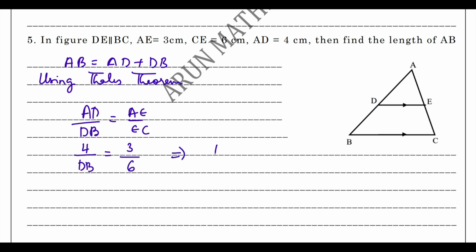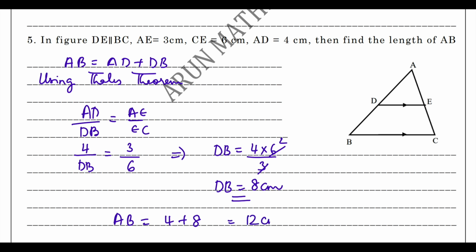Now cross multiply. DB equals 4 into 6 by 3. Now DB equals what we get? 3 1s are 3, 3 2s are 6, 3 4s are 12, so it is 8 cm. Now we got DB as 8 cm. Now AB equals, AD is 4, DB is 8, 4 plus 8 equals 12 cm. Now the length of AB is 12 cm.